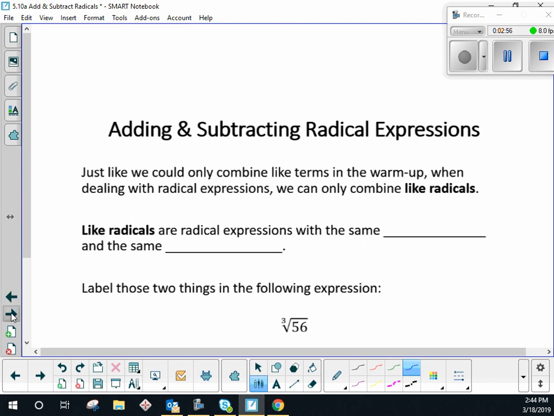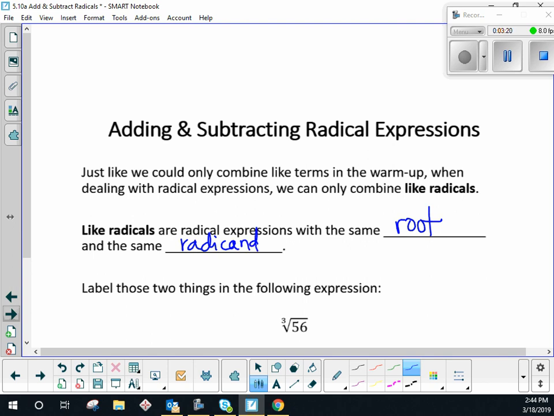Okay, so then here we go. Adding and subtracting radical expressions. Just like we could only combine like terms in the warm-up, when dealing with radical expressions, we can only combine like radicals. They have to be similar. Like radicals are radical expressions with the same root and the same radicand.